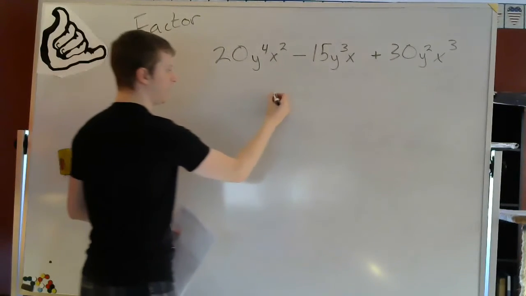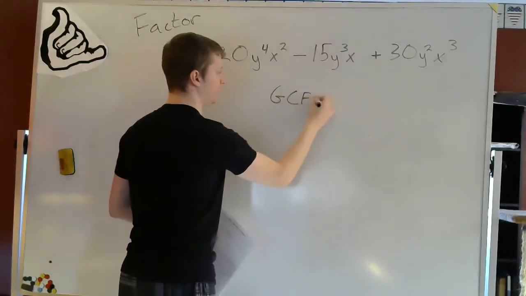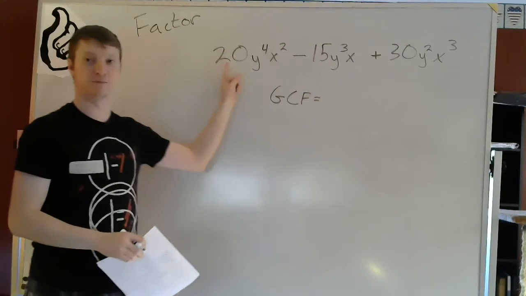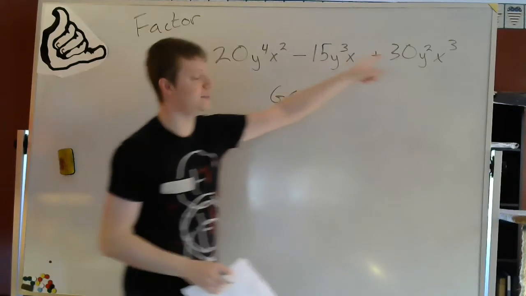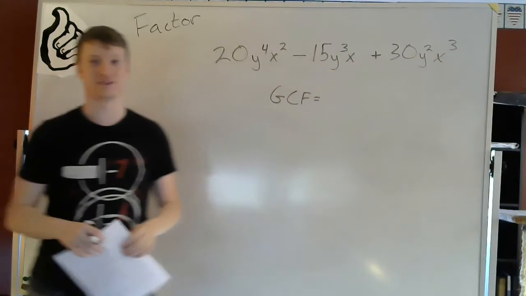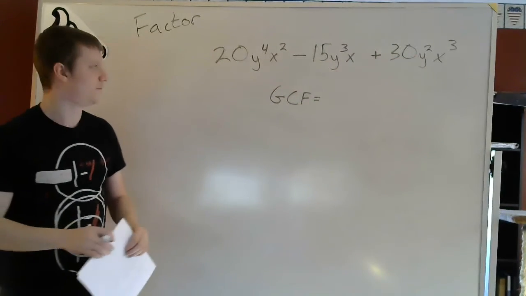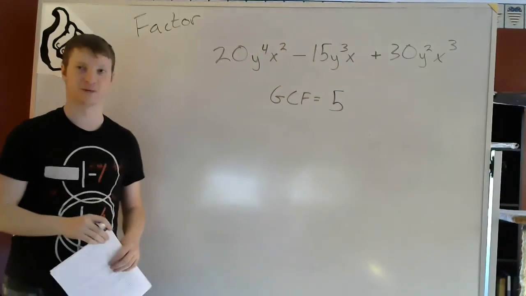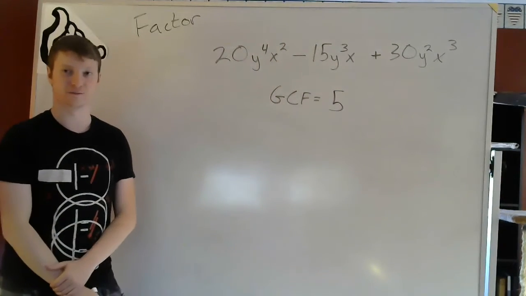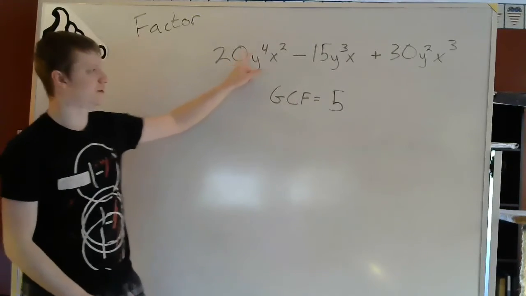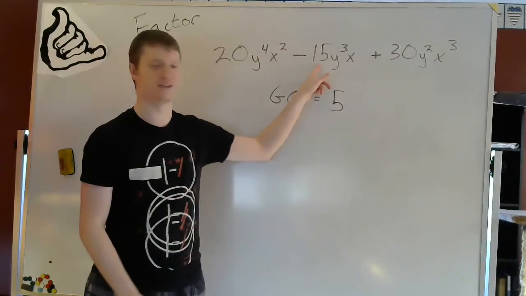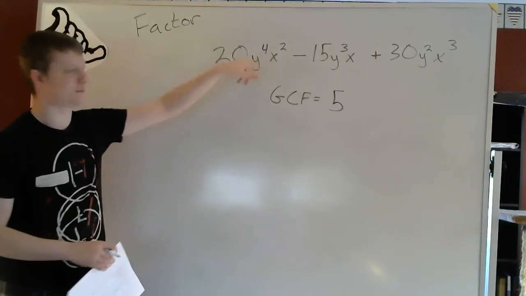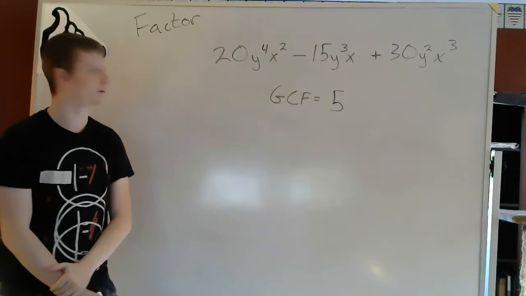If you look for the GCF, that's the first thing we should look for when we're asked to factor something. The biggest number that goes into 20 and 15 and 30 is going to be 5. You cannot find a bigger one that divides them all evenly. You might think 10, because 10 goes into 20 and 30 evenly, but 10 doesn't go into 15. So 5 is the biggest number for those. You can verify that by doing a factoring tree on each one if you'd like.